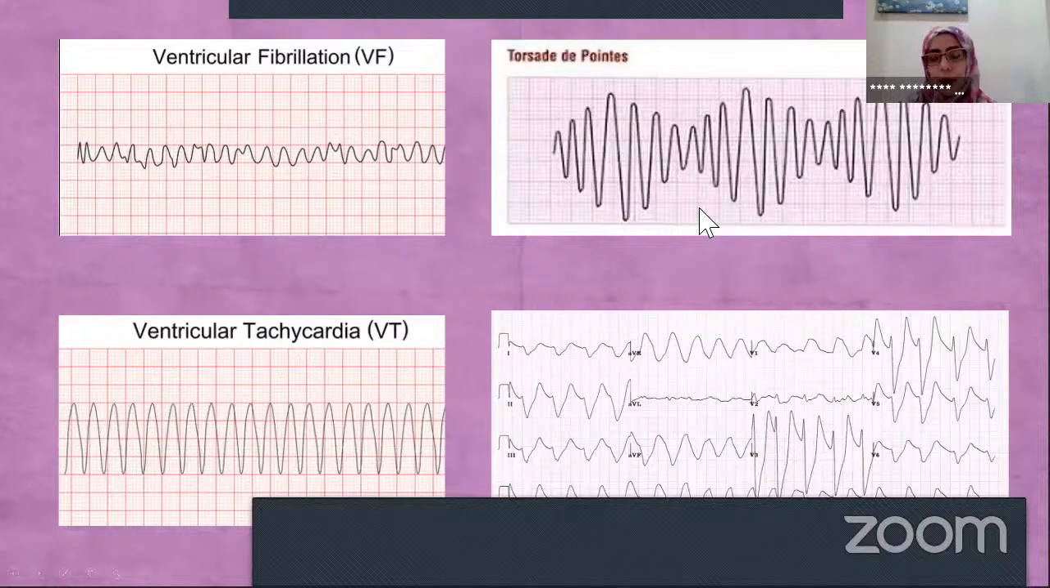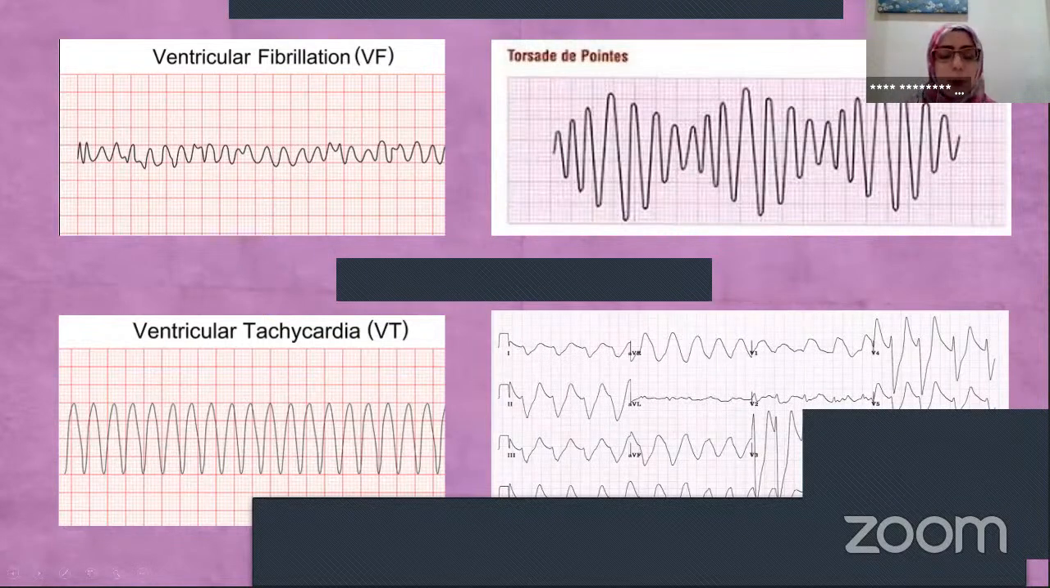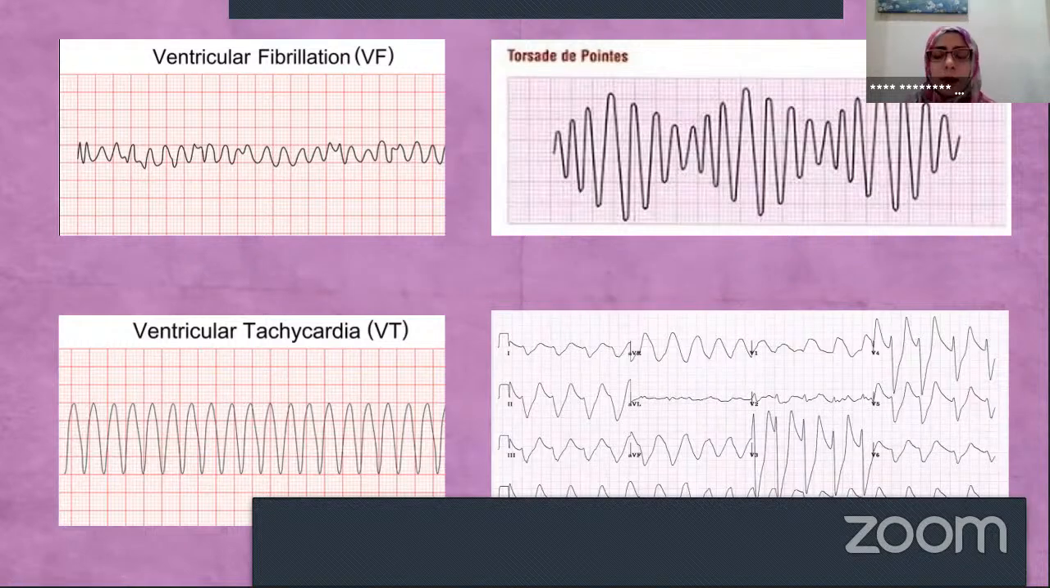And here's torsades de pointes. Torsades de pointes is a type of ventricular tachycardia in which the rhythm twists around a circle. You can see that the amplitude of the waves becomes higher and higher, then lower and lower, and then again higher and higher, lower and lower. It's somewhat like ventricular tachycardia, but it's very frightening because soon it will change into VF, and we should do something about it very quickly.